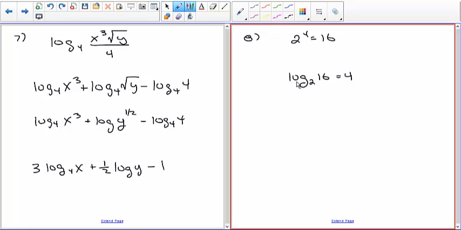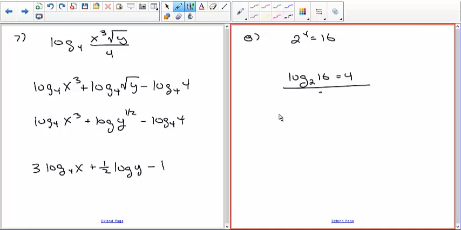And what it's asking is, what power do I raise 2 to get 16? And the answer is 4. 2 times 2 times 2 times 2 is 16. So this is the answer. It's just to reiterate why.